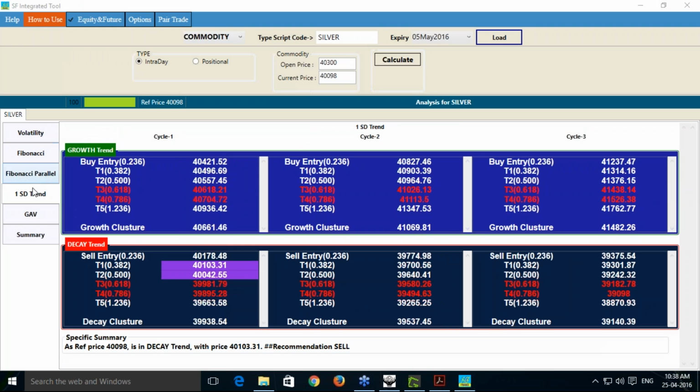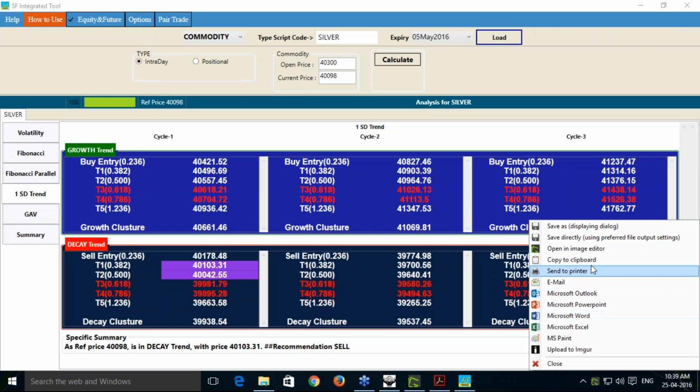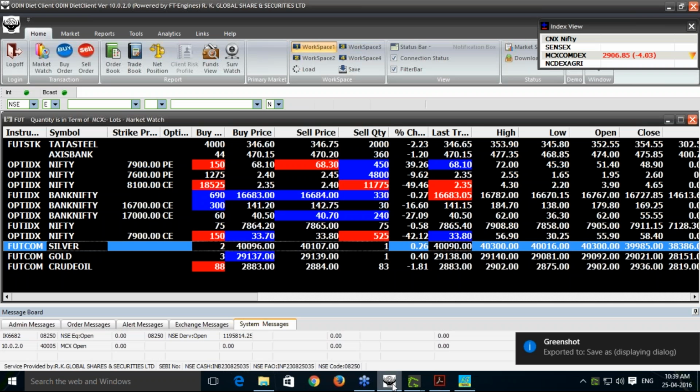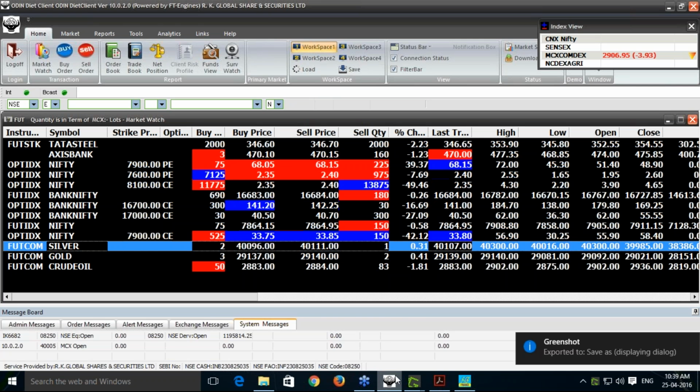Here too you can see for silver 1 SD, this is the price level as per the 1 SD. I will just save this particular outcome for 1 SD, 1 standard deviation. This is the 1 standard deviation price point we have set. So this is what I have shown you for silver. Let us look into what happens at day end. We will reinspect and find it out.